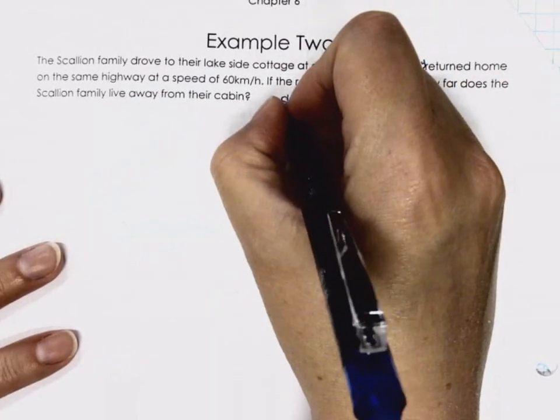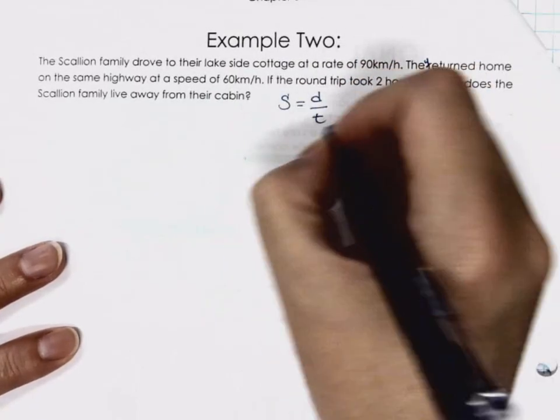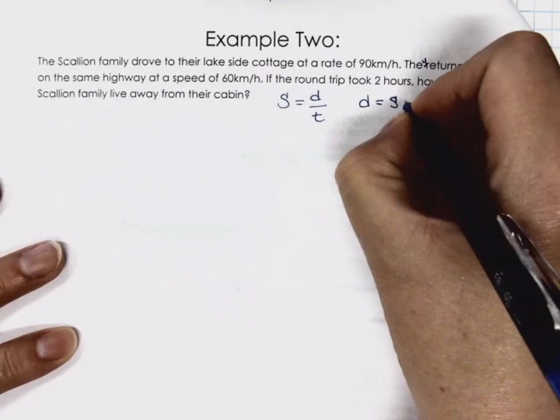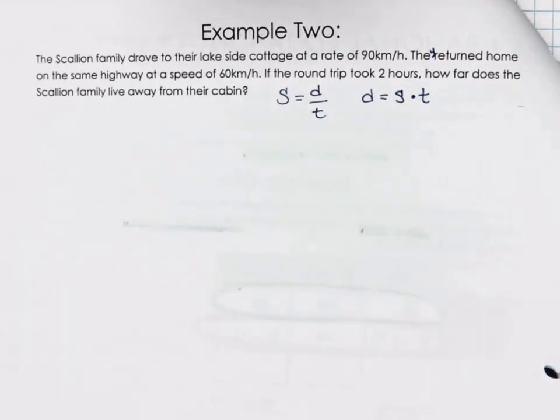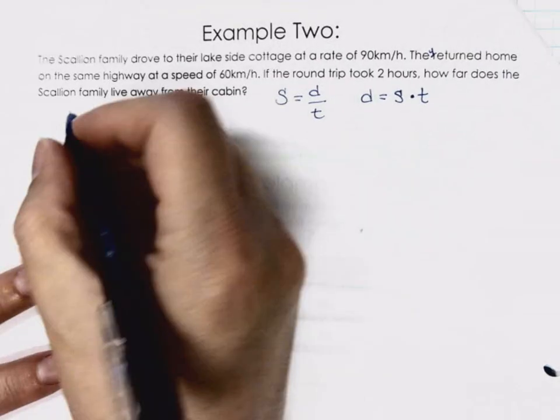So I'm definitely using my speed equals d over t, and if I rearrange that, that's d equals speed times t. Okay, we good? Do you want to use the table? Do you not want to use the table? Table? Okay.